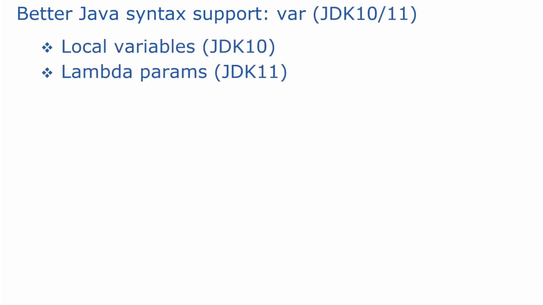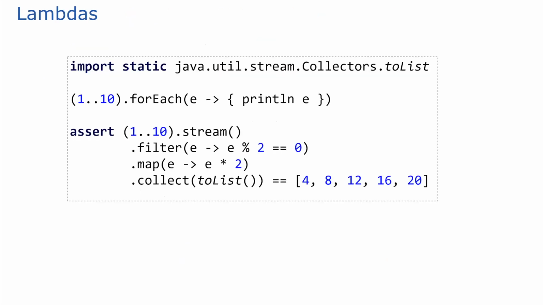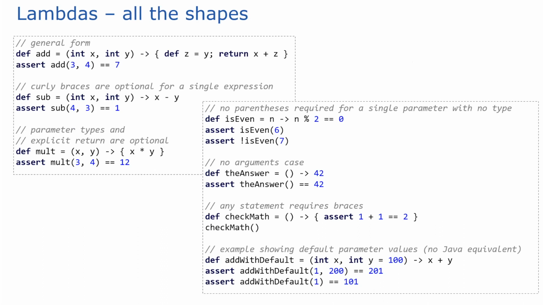The var keyword for local variables and lambda parameters is now supported. And the big ticket item, lambda expressions. So Groovy, since I think 2.2 or something, has allowed you to put closures on all the JDK8 stream methods and so on. You can now use the exact same syntax that Java would use, and all the different shapes are there, so you can have with and without types when it's appropriate, with and without curly braces if you've only got single expressions. You can put curly braces there if you've got statements instead of expressions. There's the no argument case and so on.